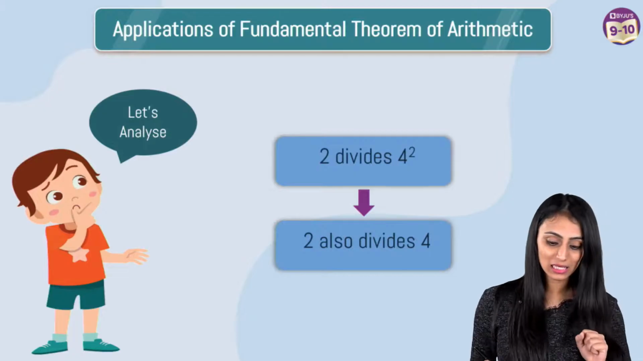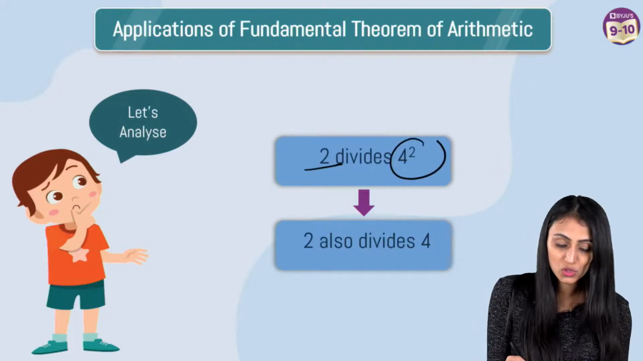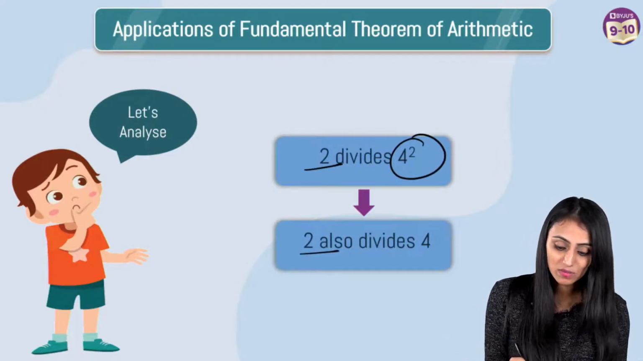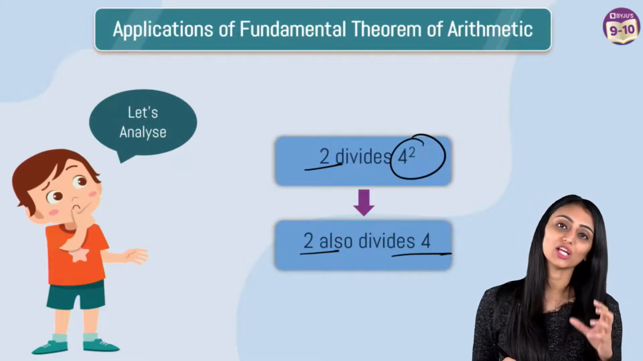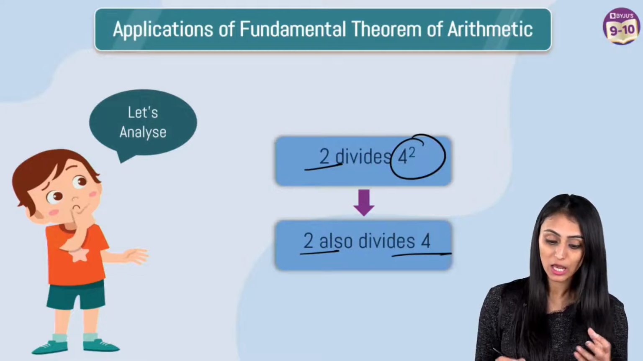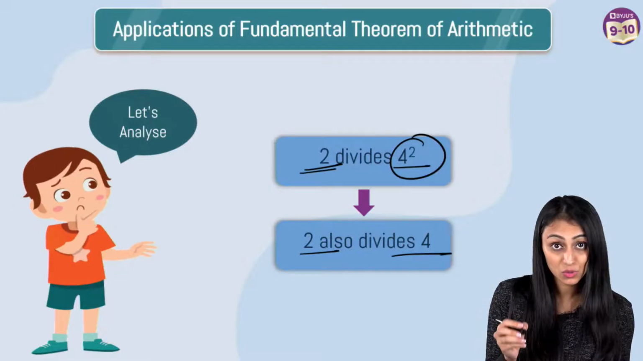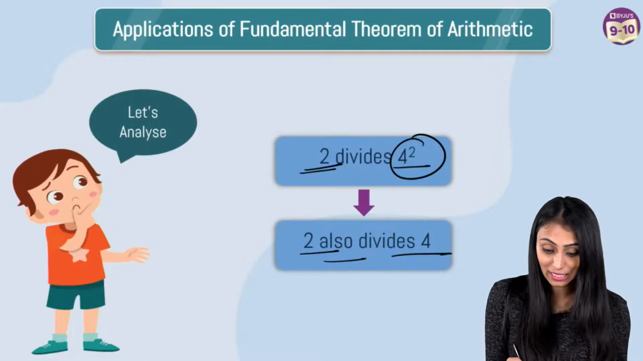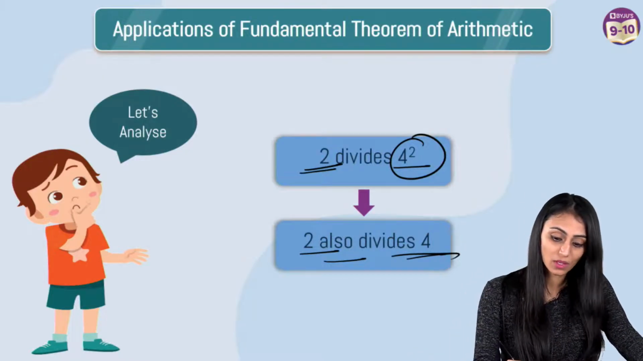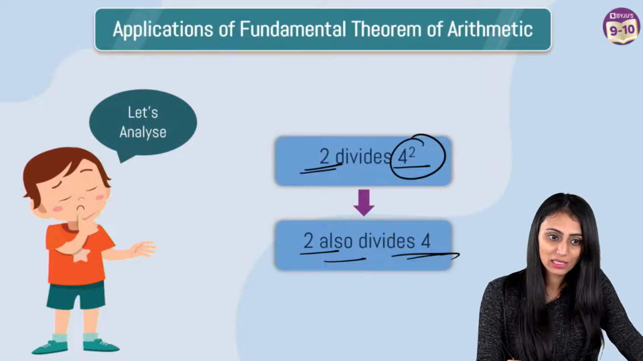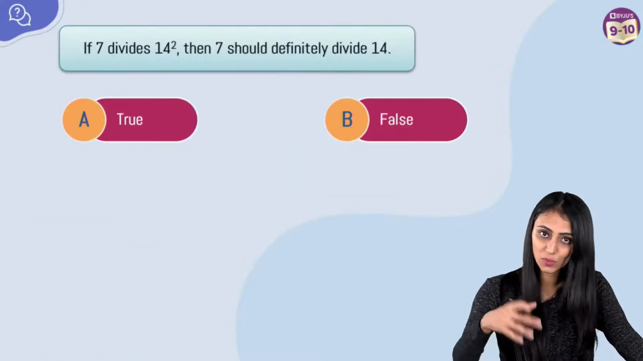So if you analyze this, we can say that 2 is dividing 4 square, that is 16, and 2 is dividing 4 also. This is what the application of the fundamental theorem of arithmetic says. If 2 divides 4 square, it implies that it will divide 4 as well, right? Alright, so I hope this is clear to everyone. Let's try out a question. You will get a better understanding.